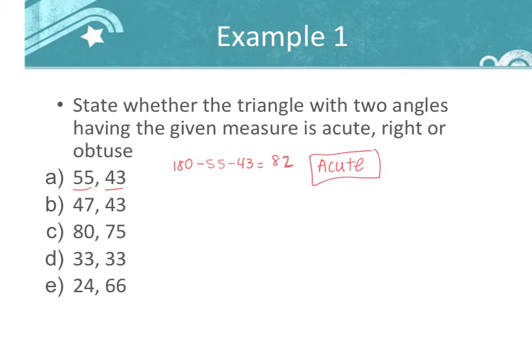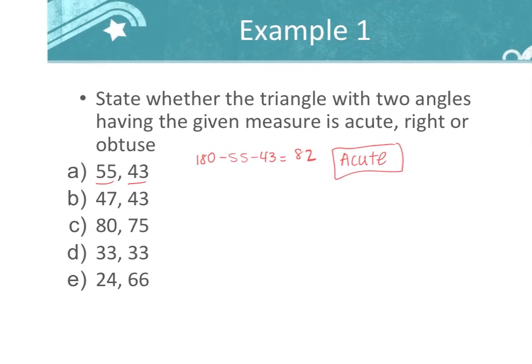For B, we've got 47, 43, and now we have to figure out what that third angle is going to be. So if we took 180 minus 47 minus 43, that will give us 90 degrees. So our last angle is 90. In this case, this is going to be a right triangle. Because remember, if any of your angles are 90 degrees, then it's a right triangle.